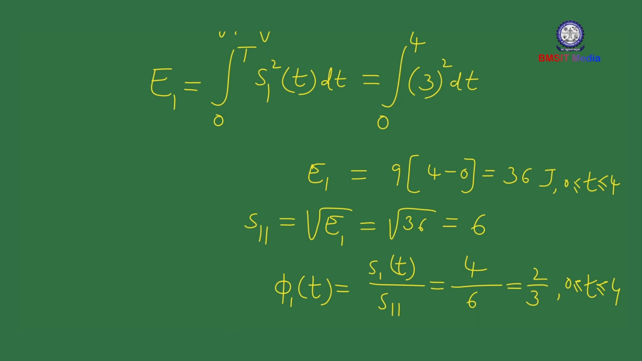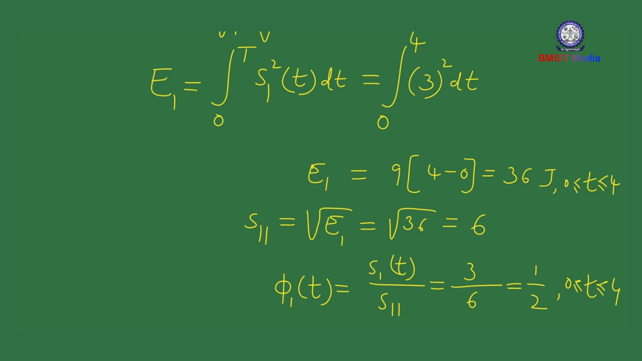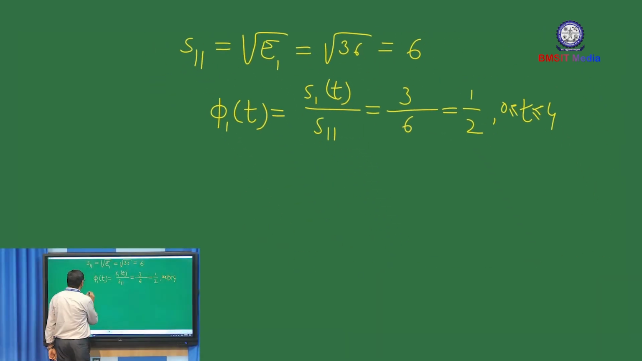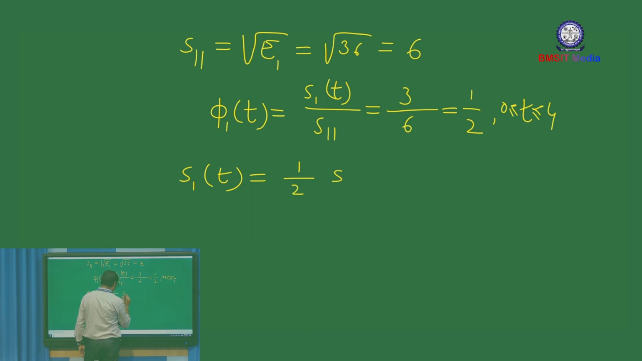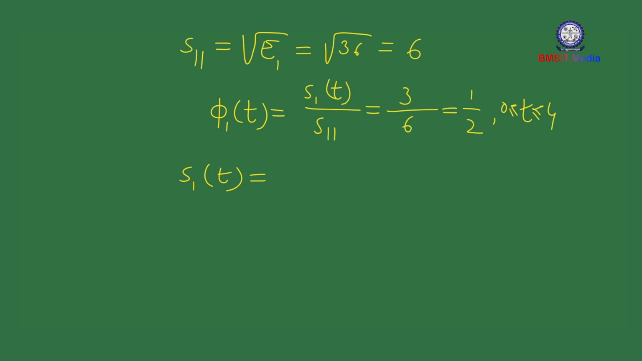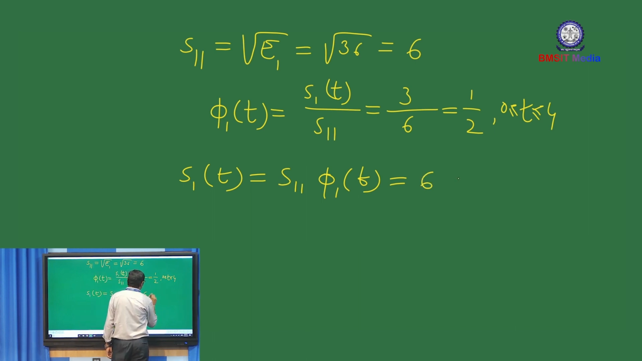So here the value of S1 of t is 3, not 4. I have taken the duration. So S1 of t value is 3, so it is 1 by 2. Now I can write S1 of t. The value of pi 1 of t is 1 by 2. S1 of t is S11 pi 1 of t, which is equal to the value of S11 is 6 into pi 1 of t.